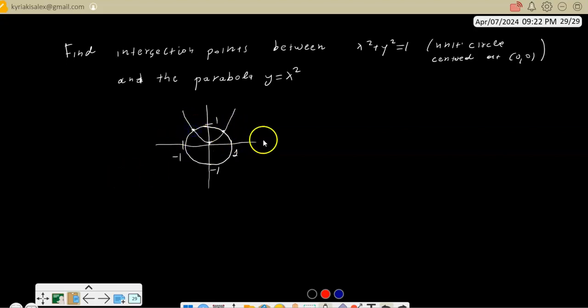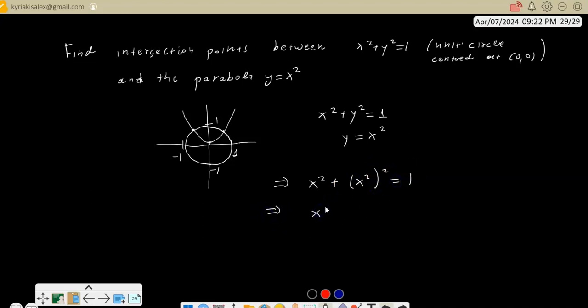Here. And basically, in order to find these intersection points, we need to solve this system. It's not a linear system because we have x squared here. So between the unit circle and the parabola, what we can do is substitute y equals x squared into the first equation. So we have x squared plus y, where y equals x squared, equals 1.